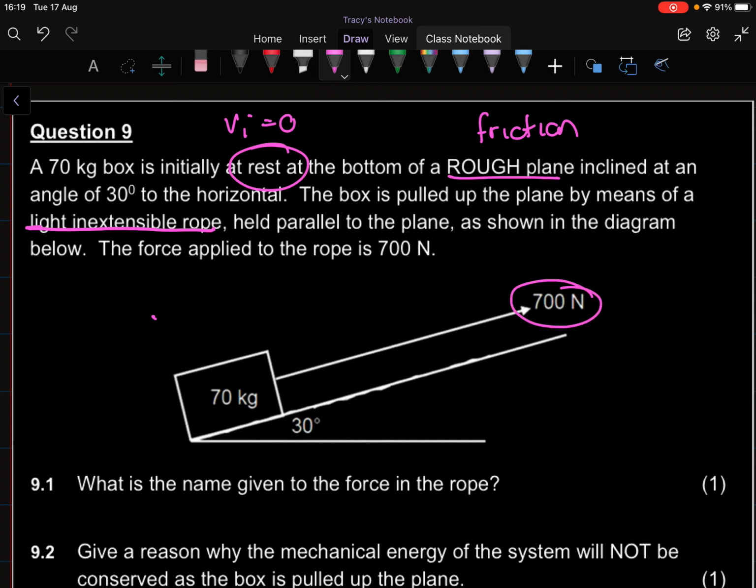Now they say, what is the name given to the force in the rope? Now it's in a rope, so technically it needs to be called the tension force. Because there's no second object, this is why we're going to call it the tension force. Usually, if we were doing the free body diagram, we would just call it a pulling force if there was a second object.